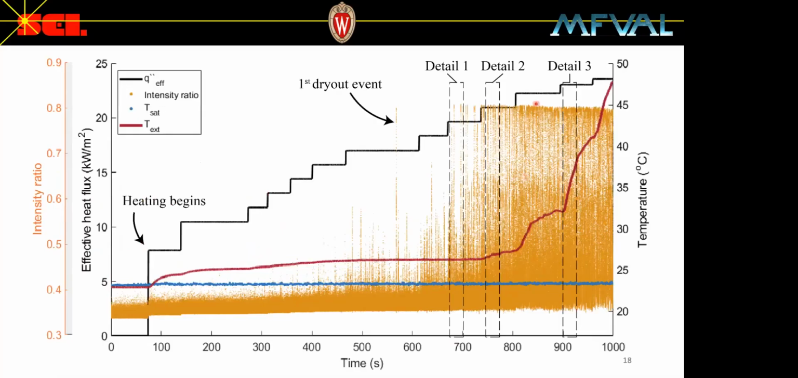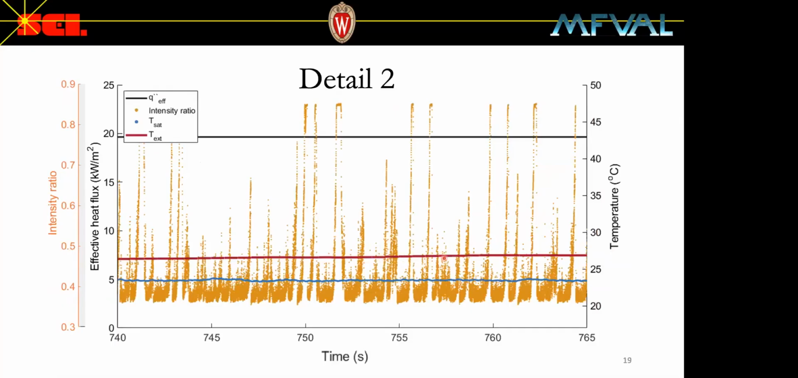So at this point, the heat flux is further increased from detail 1, and the behavior that ensues is captured in detail 2. So in detail 2, the effective heat flux has been increased, which has caused an increase in frequency and duration of the dryout events. The exterior wall temperature increases, but only slightly, about 1 degree Celsius, before it reaches the new equilibrium temperature.